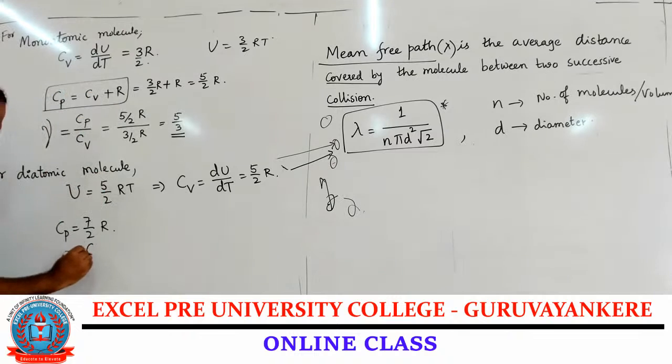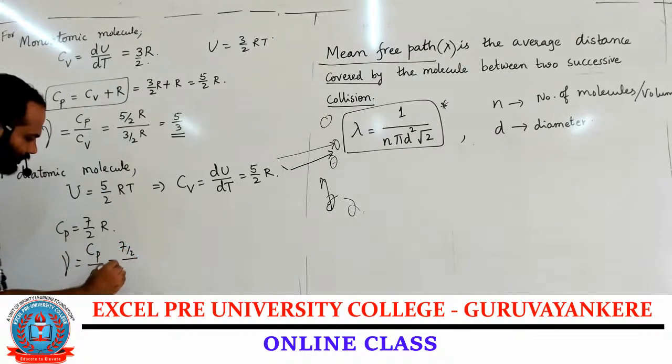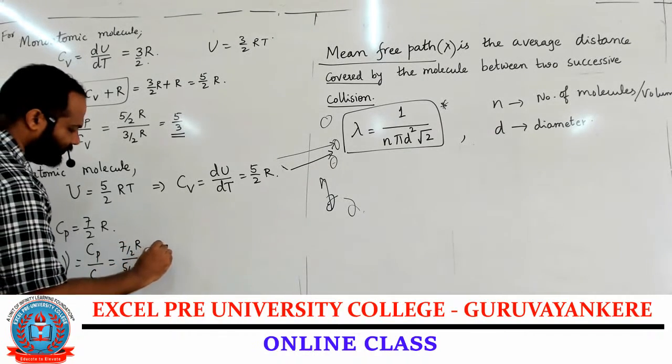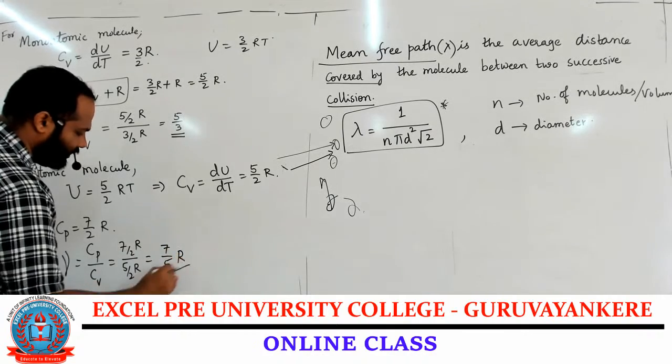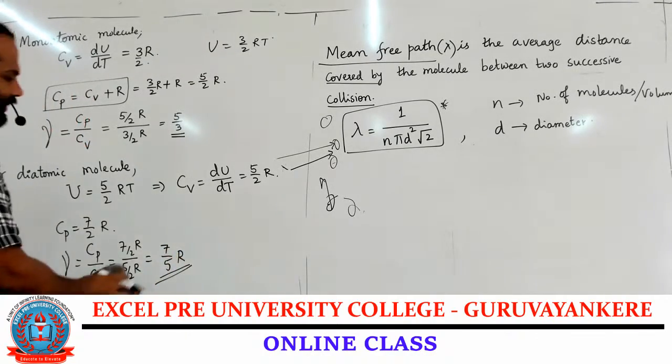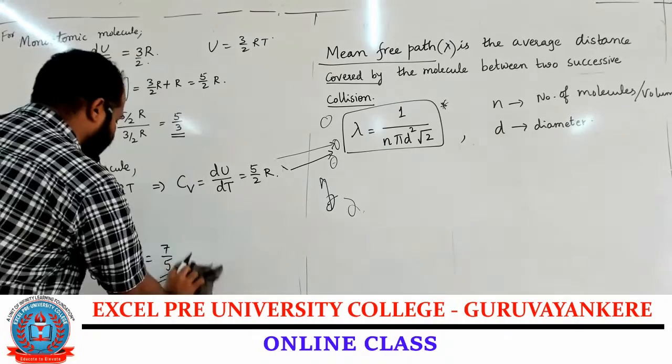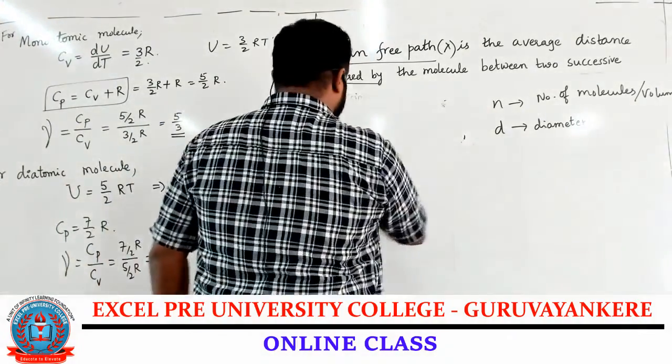Then the gamma value for a diatomic molecule is 7 by 2 R divided by 5 by 2 R, which is 7 by 5. Okay, 7 by 5, that's all the number it is.